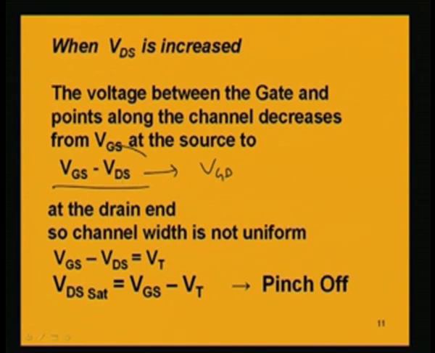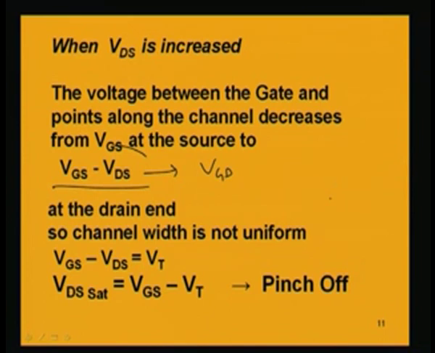And if we go on increasing VDS so much that ultimately the channel width reduces to a single point only, that is called the pinch off. And at that point the saturation of the drain to source current occurs. That means the increment of VDS, if it is such that VGS minus VDS finally becomes equal to the threshold voltage, that is called the pinch off point or the saturation point.